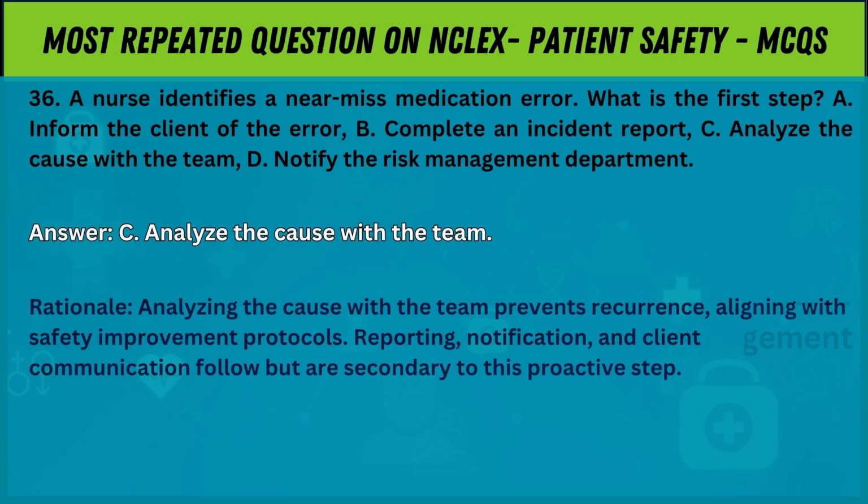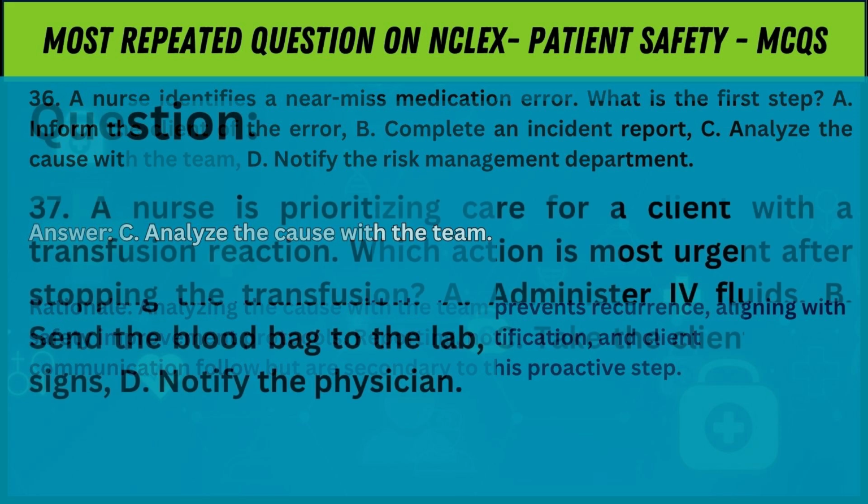Answer, C. Analyze the cause with the team. Rationale. Analyzing the cause with the team prevents recurrence, aligning with safety improvement protocols. Reporting, notification, and client communication follow, but are secondary to this proactive step.